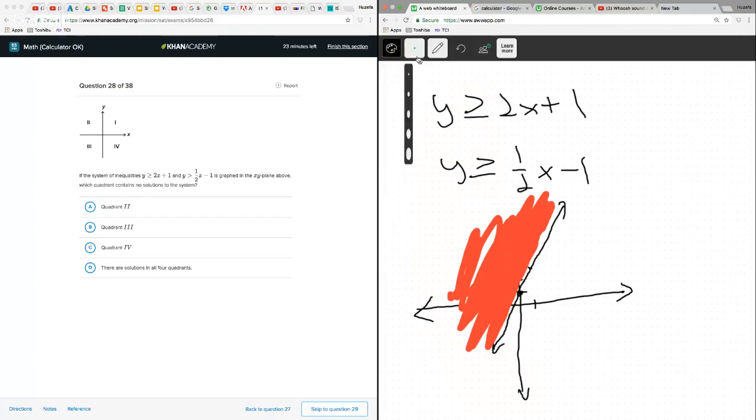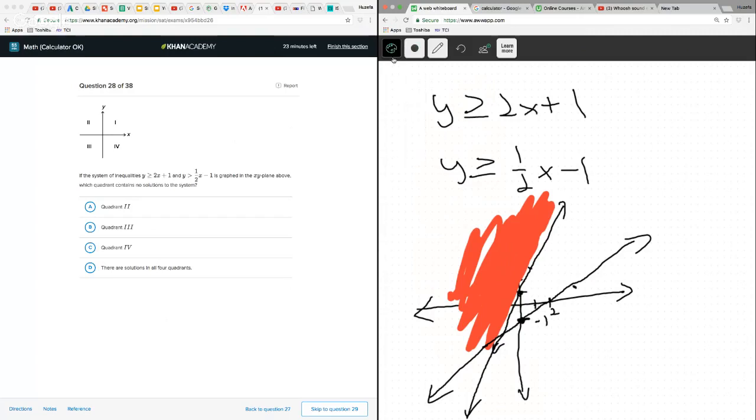Now let's go back to this. It says y equals 1 half x minus 1. Here's negative 1, here's this point. And it's 1 half x, so 1 over 2, because that's 1 half. Here's this line. And there we go. And this is greater than also. So here, let's extend this down here.